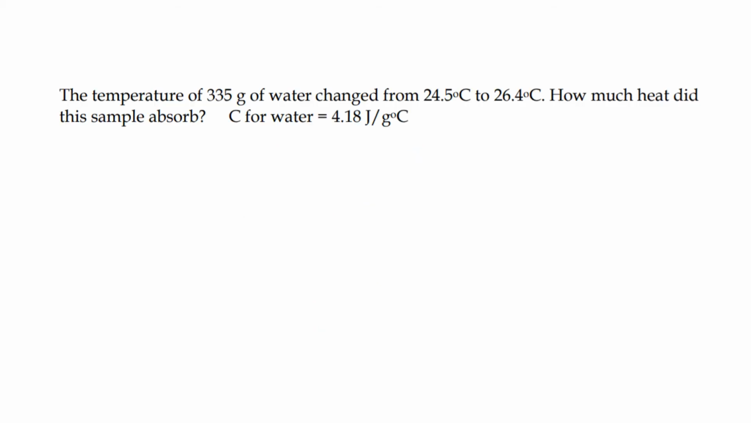Let's look at a specific heat version now. So this one, the temperature of 335 grams of water changed from here to there. How much heat did the sample absorb? So we're going to use our specific heat formula. So we've got Q is equal to mc delta T. Q is going to equal the amount of heat, which we're looking for.